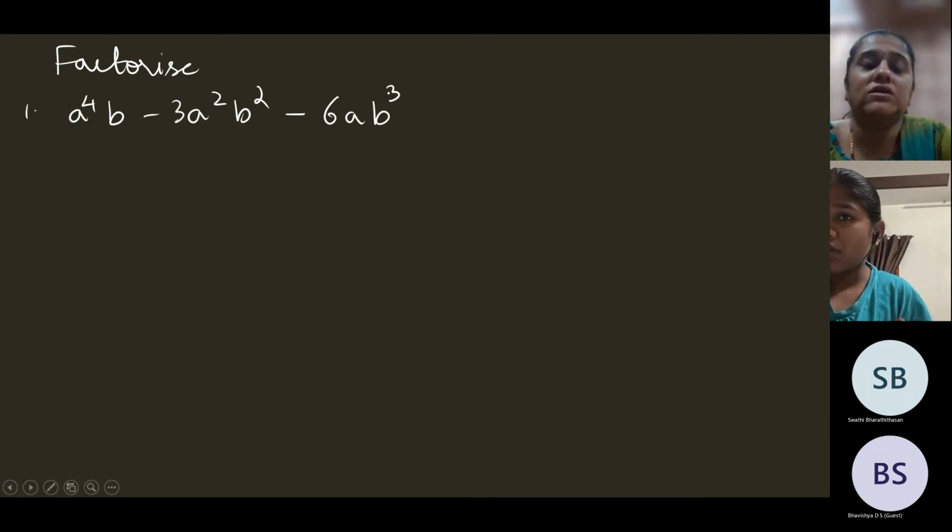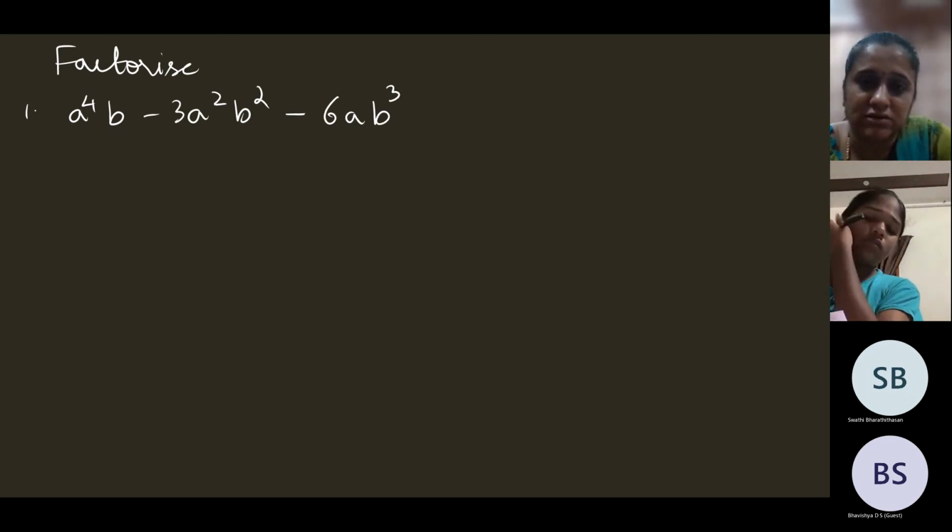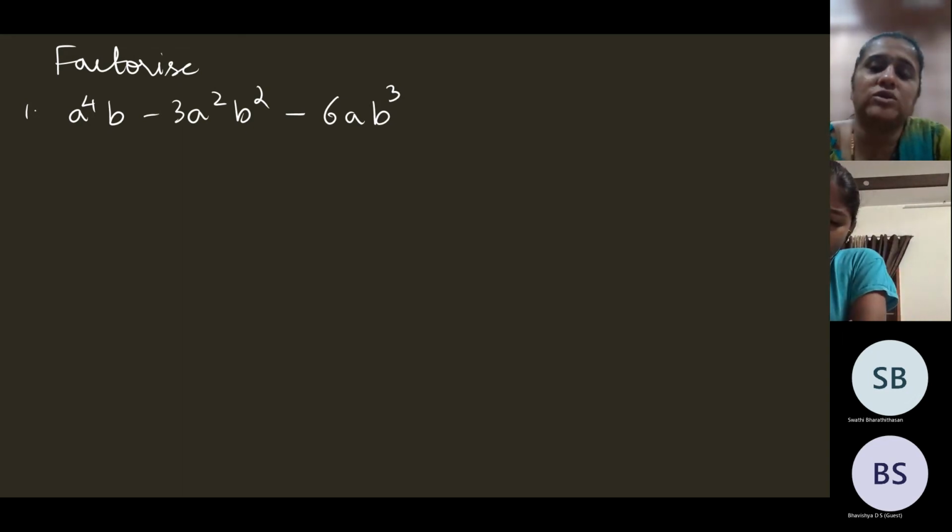So children, to factorize, we have some rules. To factorize, you can use the same identities. In fact, we have learned a set of identities, right? So you can use those identities to factorize. Otherwise, if you cannot use identities, I'll tell you what else you can do. I'll share the different ideas with you.